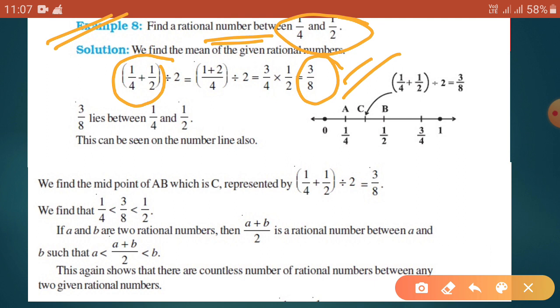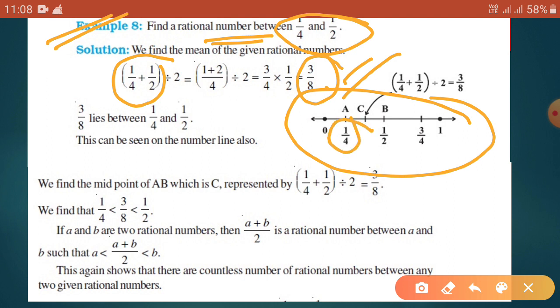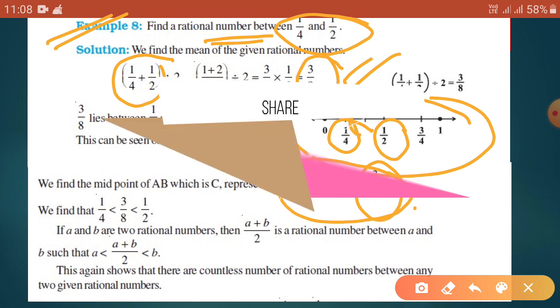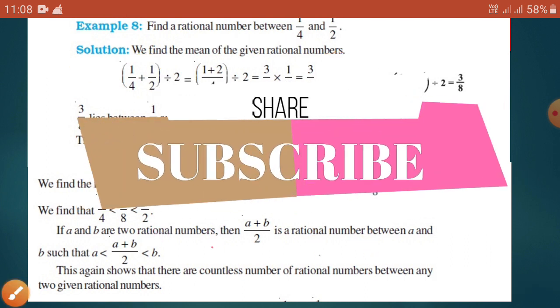Okay, now we have to represent this rational number on the number line. How to find it on the number line? So 1 by 4 and 1 by 2. Suppose this is the number line. We can find the midpoint of AB, where A means 1 by 4 and B means 1 by 2. So the value is 3 by 8. So 3 by 8 is the value of the point C.